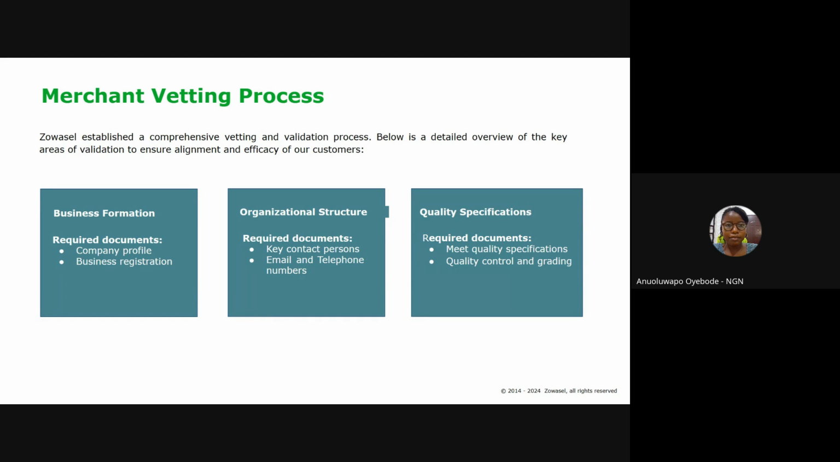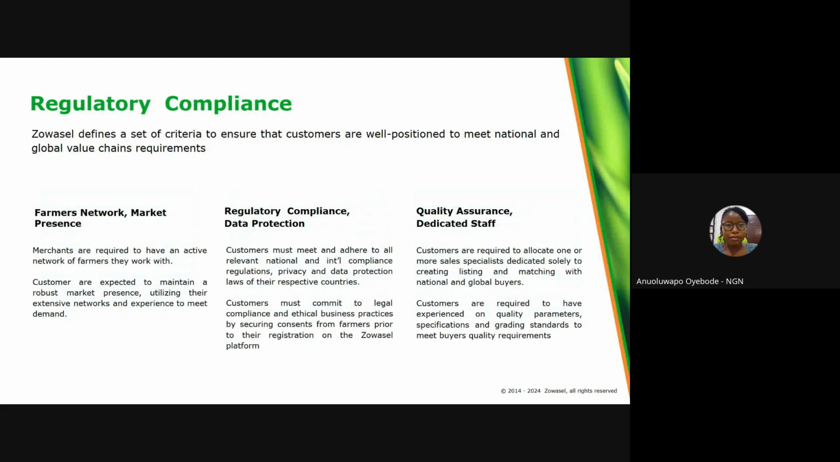Then quality specifications. We always like that our merchants meet the quality specifications of the buyers to avoid rejections. Then we always want that our customers also meet the national and global value chain requirements. And that's why we have this regulatory compliance. So merchants are required to have a network of farmers. We have a section on the platform where you're able to upload your farmers. And this is because of traceability and some other things that are necessary for this compliance.